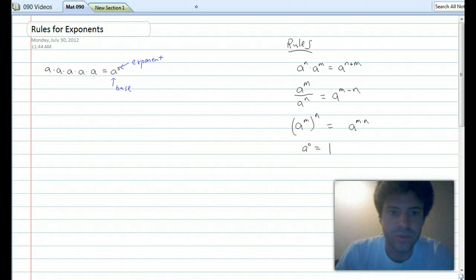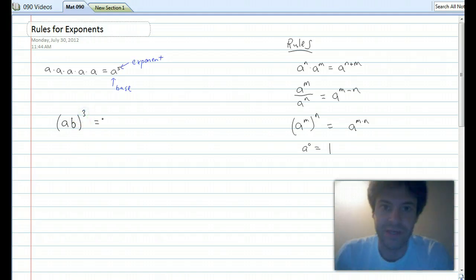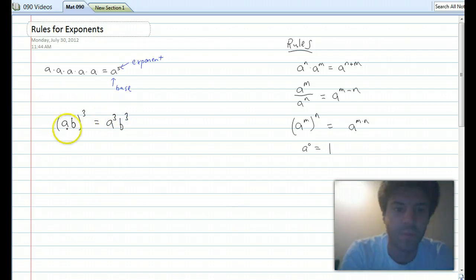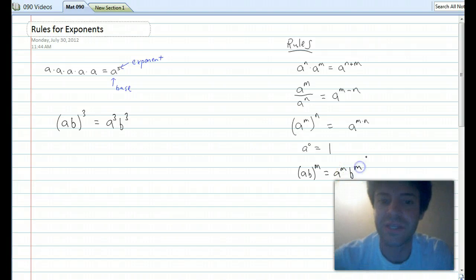Now, a couple more quick rules. If we consider two different bases to a single power, let's say we have a and b raised to the 3rd power, we can separately raise a and b to the 3rd power. Now this works because a and b are multiplied here. If a and b were added, we couldn't actually do this. So the general rule that I'm just going to write down in the rule list is a times b to the m power is just going to be a to the m times b to the m.